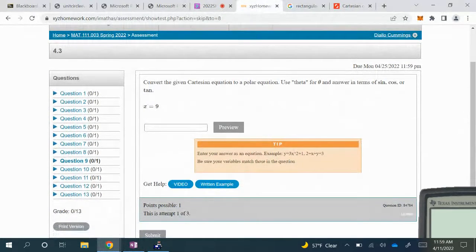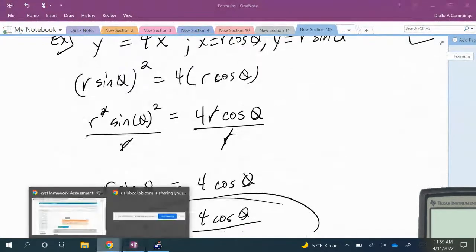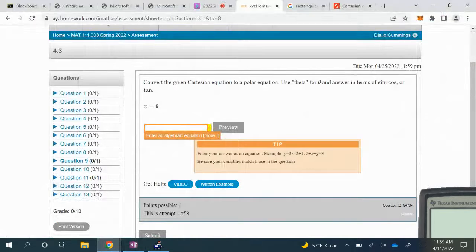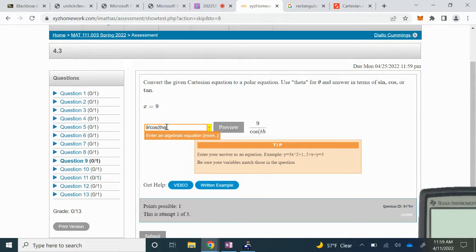In each one of these problems, we worked this out as, what was that? 9 divided by cosine theta. Okay, 9 divided by, and I have to flip my screen around. This is one thing I did not like about this section, actually putting these things in. 9 divided by the cosine. And I'm going to put in a parenthesis. And in order to get that theta, you actually must write out theta.